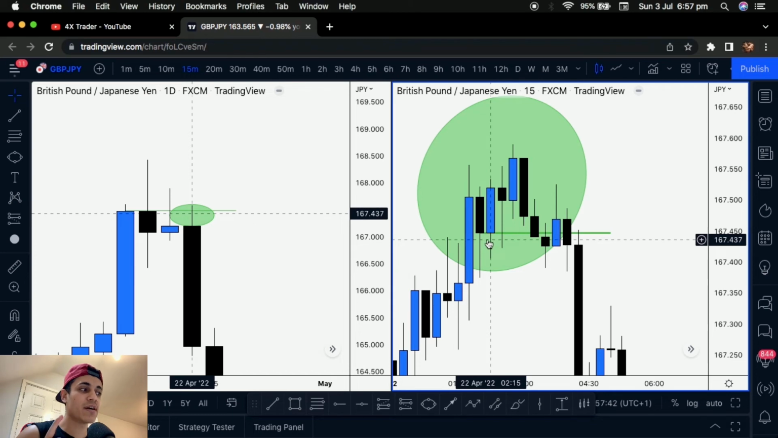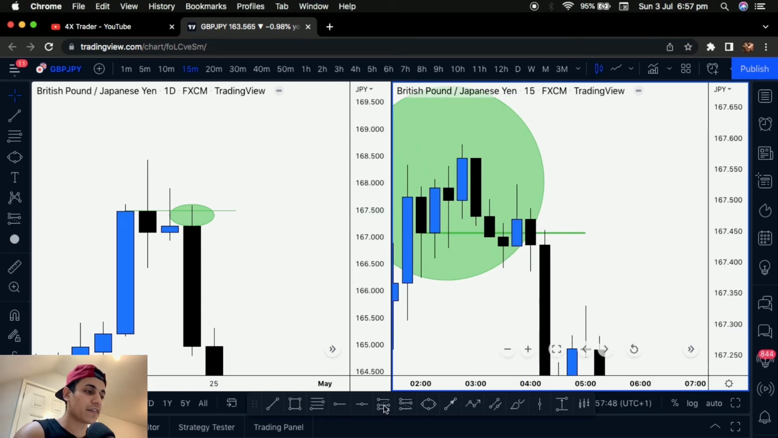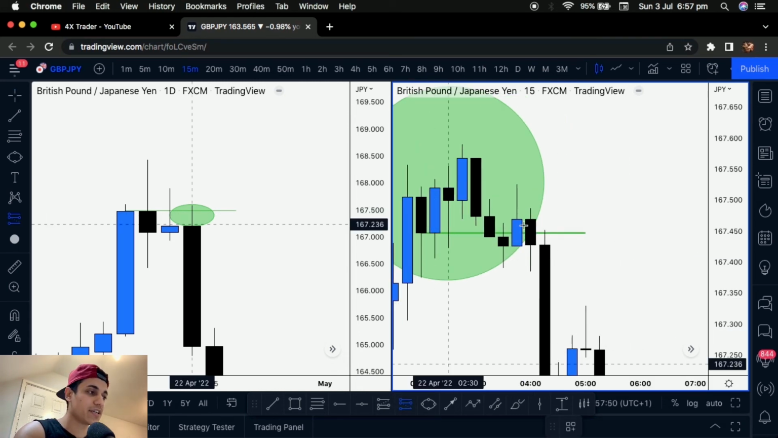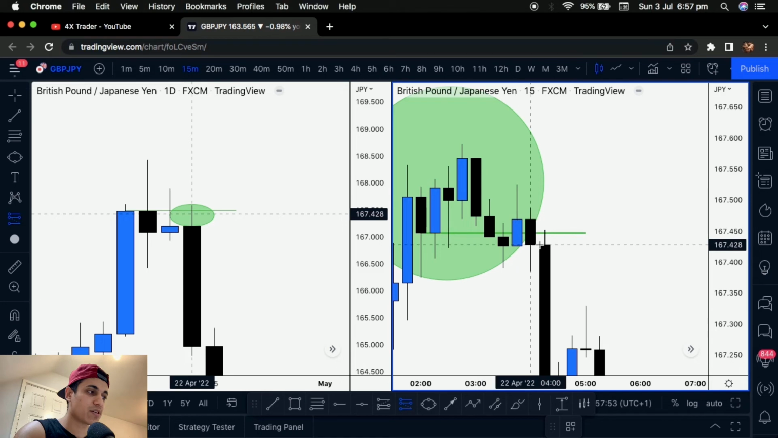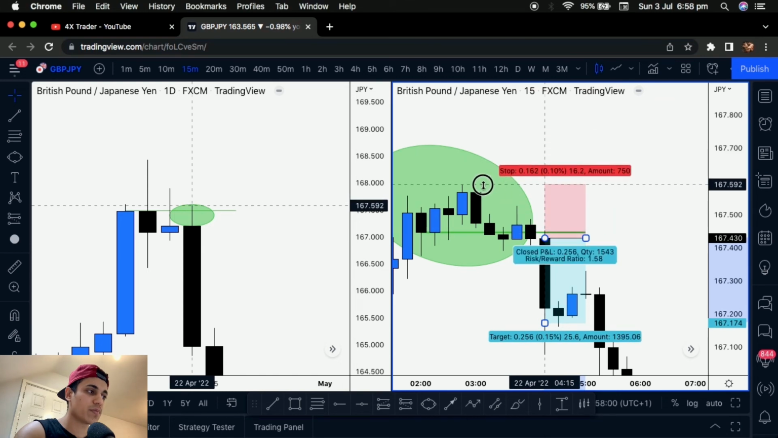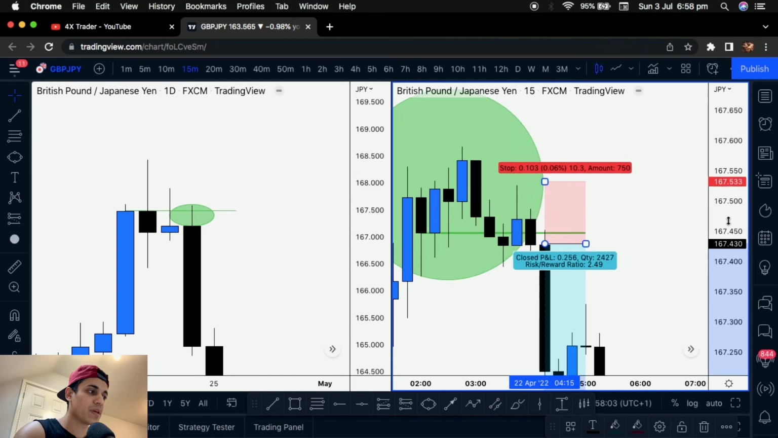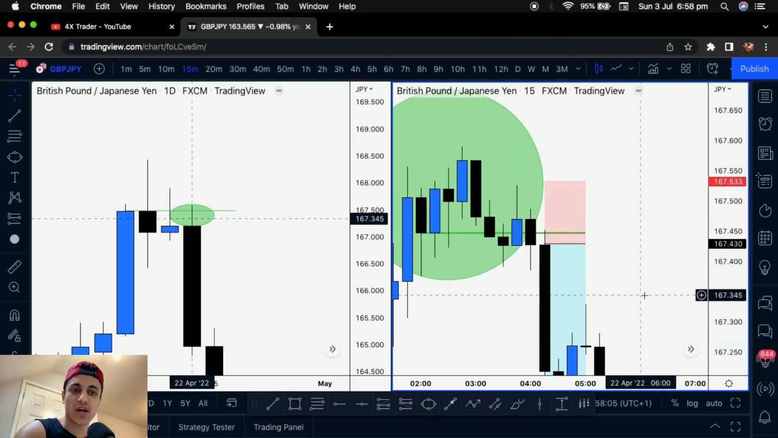It broke structure. That structure is still holding. And look what it created. Another lower high. Look at that, guys. We have our entry. Let's say after this bearish engulfing or this bearish candle closes, you enter right there. Boom. Safe stop loss would be right here. Riskier stop loss would be just above this wick. Both are still okay.